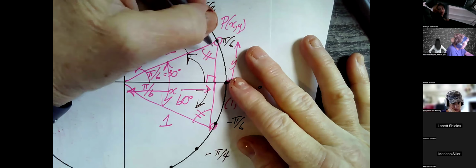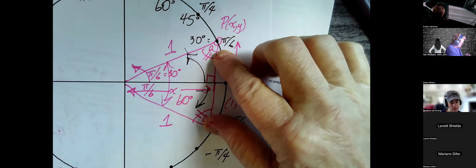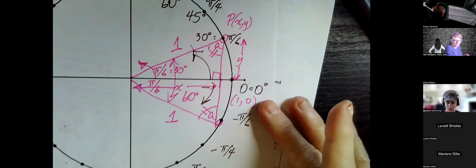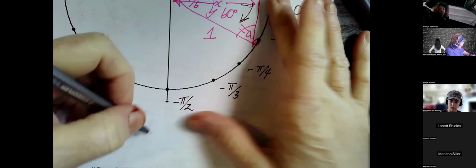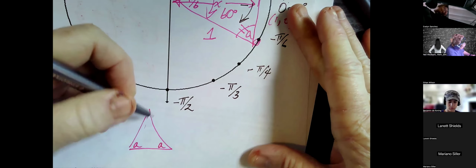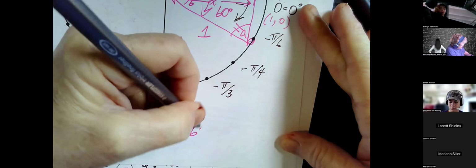Let's call them A. Okay, we've got two angles that are A's and one angle that is 60. And what is the total of the angles in a triangle? 180. All of them add up to 180. That's right. So we know that 60 plus 2A, A plus A, is equal to 180.